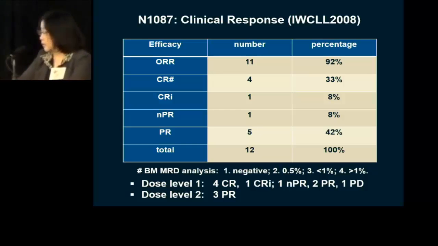Regarding which dose level achieved a better clinical response, it is clearly not that more dose is better. In dose level 1, we have seen 4 CR and 1 CRi. And in dose level 2, we only observed 3 PR.